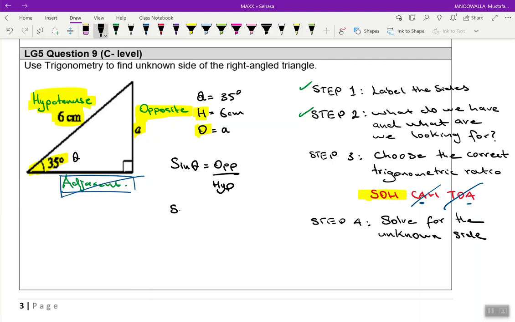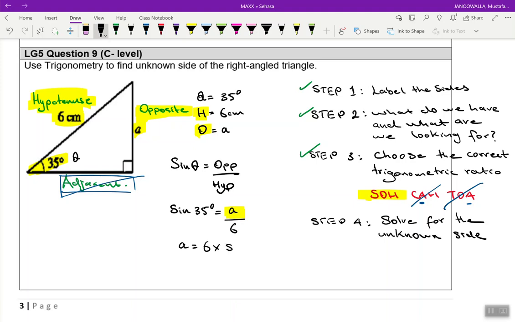Then I'll substitute my values in. My angle we know is 35 degrees, the opposite I don't know, I'm looking for that, and the hypotenuse is 6. So we've done step 3. Let's tick that off. Step 4, we need to solve for the unknown. When the unknown is at the top, we just multiply across. In the next case, the unknown will be at the bottom where the 6 is, and I'll show you how to do that one.